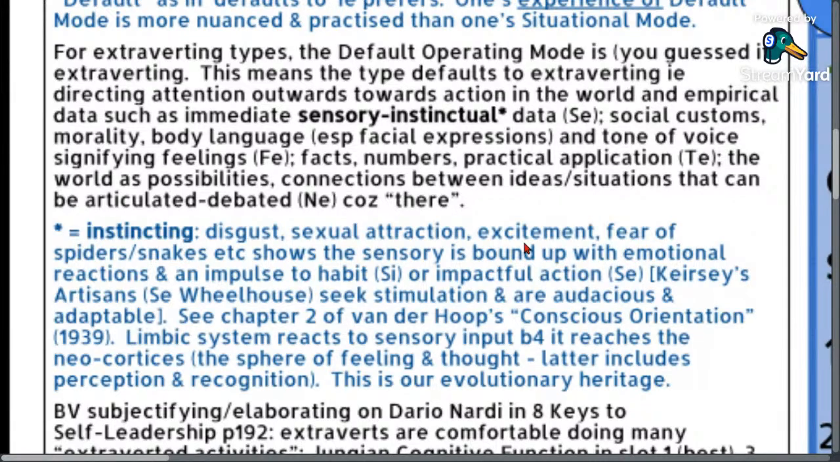Body language, facial expressions, studied by Paul Ekman. These are human facial expressions across all cultures, which are different from a gesture, which is culturally specific. Whereas universal expressions of disgust, all cultures. Surprise, sadness, all universal. So that's the empirical part, signifying feelings. That is empirical. Facts, numbers, practical application, again, empirical. The world is possible. Now, this one is the least empirical, but it is there in that it's discussable. You can debate it.